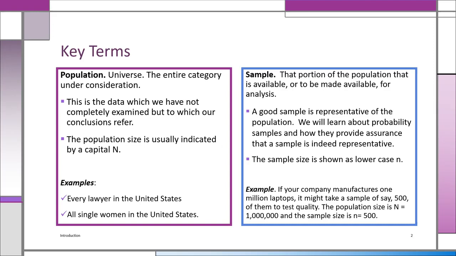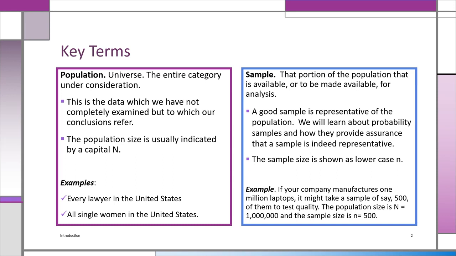The way we represent the population size is with a capital N. So when you see a capital N, N for number, we're talking about the population. Now of course it's very expensive to contact everyone in the population. Imagine if you had to contact every single lawyer in the United States.